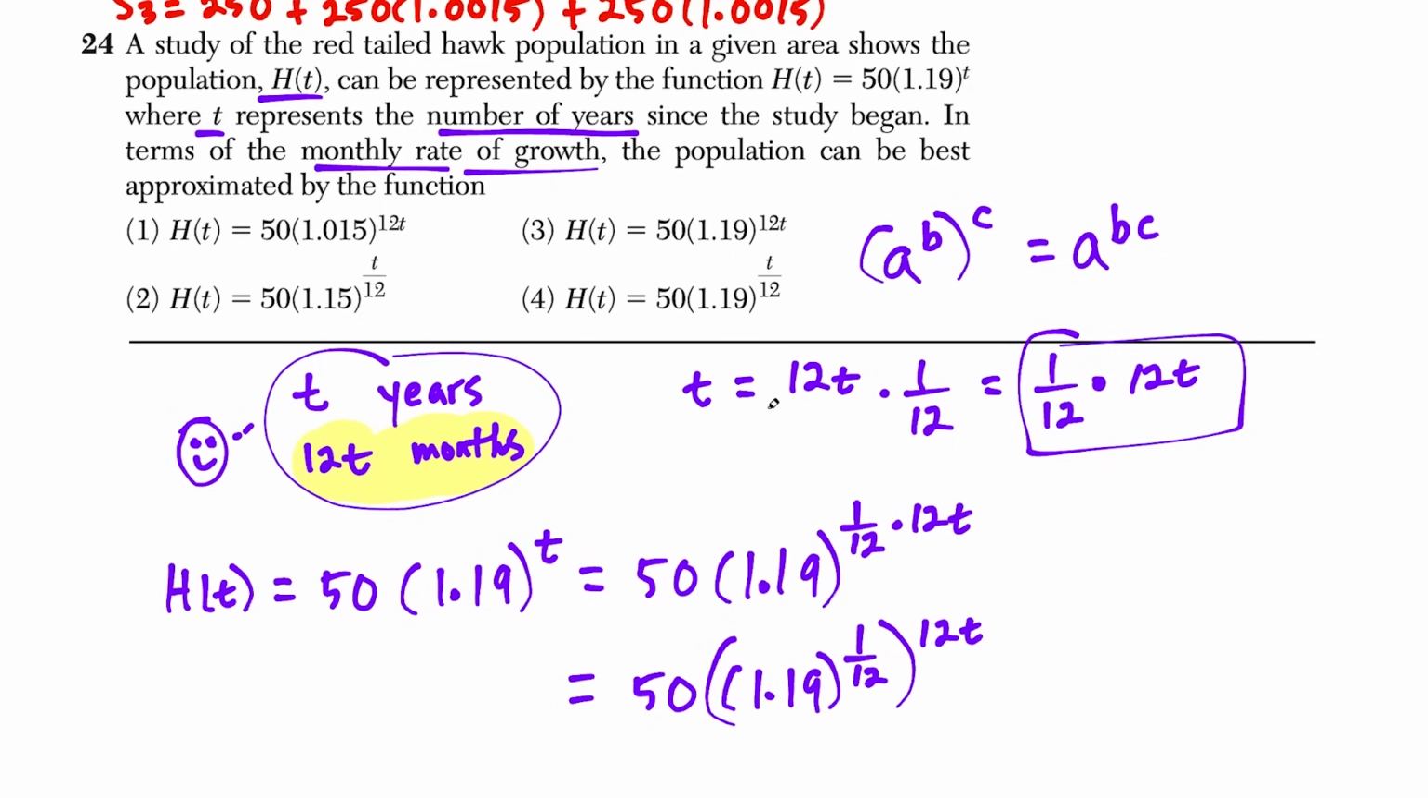But now what we're going to do is ask the calculator, what is 1.19 to the 1/12th power? Now, I know taking the 12th root of this number is only going to make it smaller. So just using that common sense idea, I could see that our new base is going to be something smaller. So choice 1 would have to be our answer. But let's use the calculator to verify.